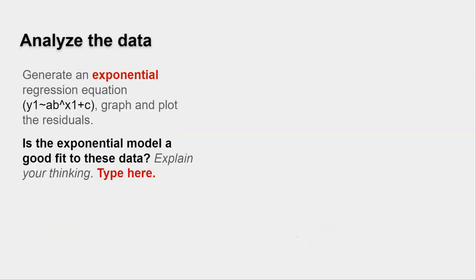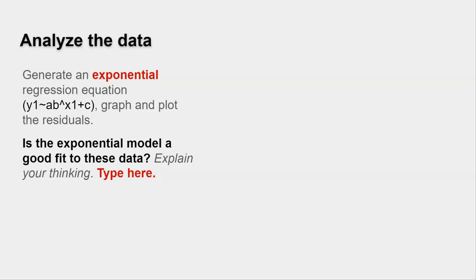When they get to the next screen, they're going to use the same data, same graph they've already created, and hopefully they can see it well. If not, they should click on Zoom Fit to make that data fit the grid or fit their graph. But they will go ahead and type in y1 tilde a times b raised to the x1 power plus c. They will graph and plot the residuals. Now there is no correlation coefficient, and that's because that is only applicable for linear models, so they don't need that. But they are asked, is it a good fit to these data, and explain your thinking.